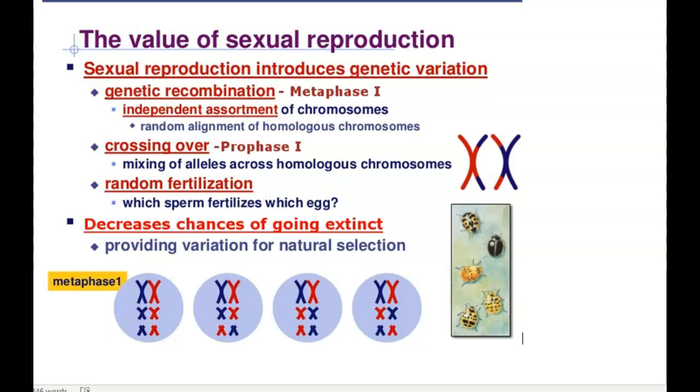Why is that important? Because it decreases your chance of going extinct. It provides variation for natural selection. If everything was the same, like remember the potato famine in Ireland that you looked at in the video? They didn't have very much variation. The disease came, a fungus, and wiped them out. So the value of sexual reproduction and meiosis is to get genetic variation, which decreases your chances of going extinct and increases your chances of recovering from illnesses, etc.